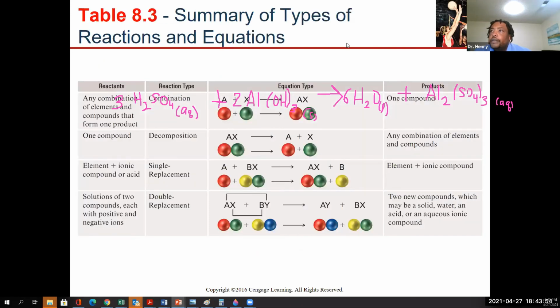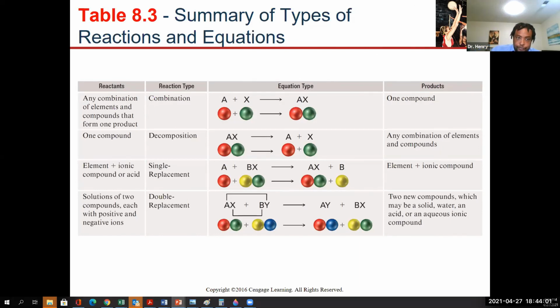Okay. These are all the different reactions that we've talked about. Piece of cake? Yeah. It's all chapter 8.